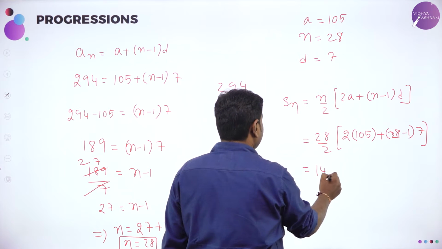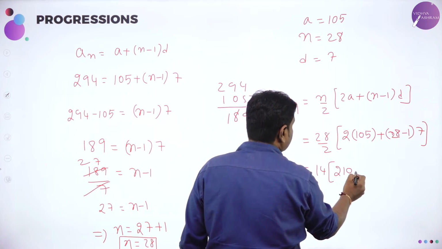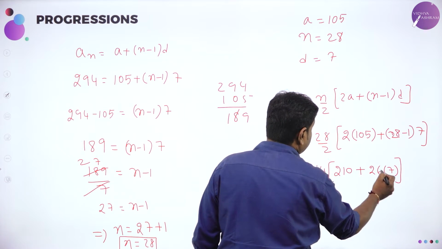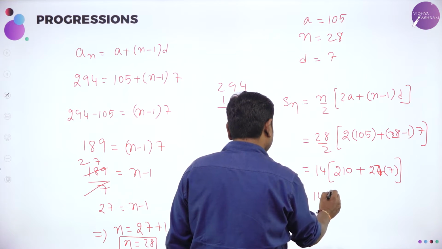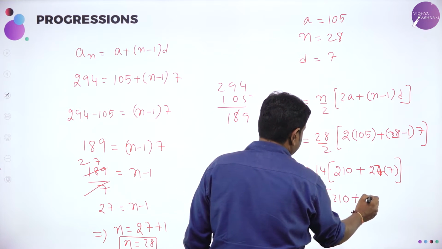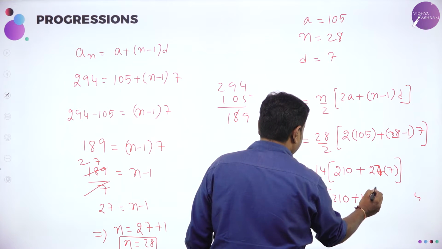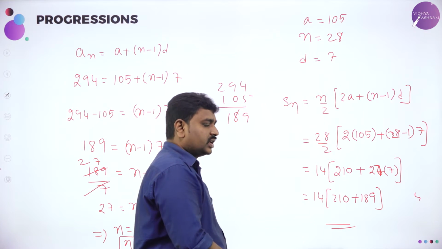28 by 2 is 14. So 105 2s are 210, plus 27 7s. 27 into 7: 7 7s are 49, 7 2s are 14 plus 4 is 18. Now simplify this using a calculator. Add these two and multiply by 14, and you will get the final answer.